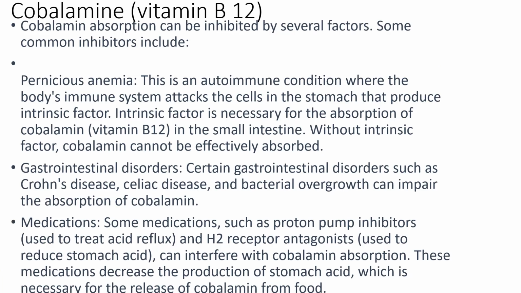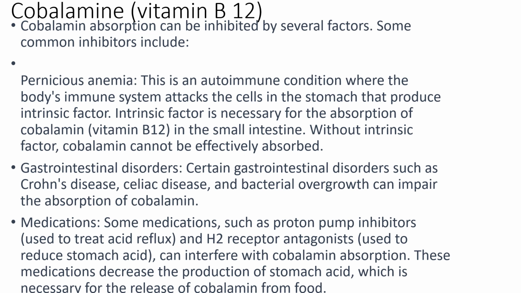Now that we have the answer to our question, let's review the other options. Cobalamin, we call it vitamin B12. Its absorption can be inhibited by several factors like pernicious anemia. This is an autoimmune condition where the body's immune system attacks the cells in the stomach that produce the intrinsic factor. Intrinsic factor is important for the absorption of cobalamin, vitamin B12, in the small intestine. Without intrinsic factor, cobalamin cannot be effectively absorbed.